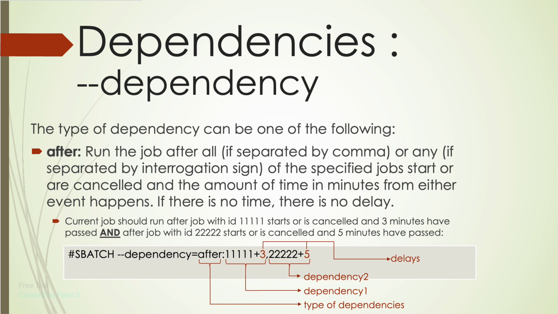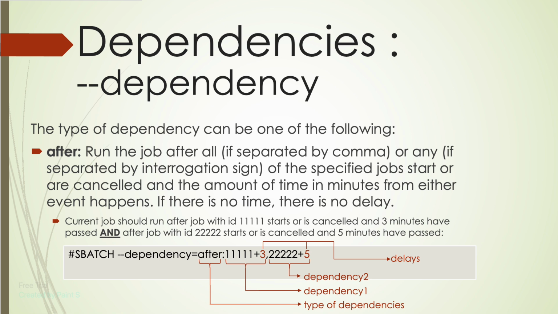In this example, we want the current job to run after job with ID 11111 starts or is cancelled and 3 minutes have passed after either event. And after the job with ID 22222 starts or is cancelled, and 5 minutes have passed after either event. The two dependencies are divided by comma, so both must become true before the current job starts to run.